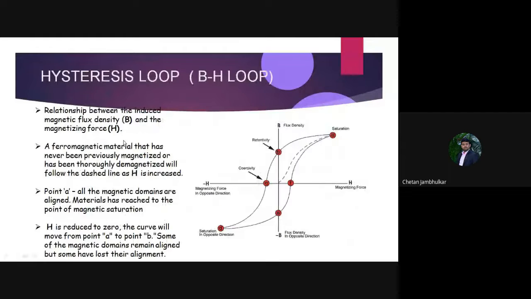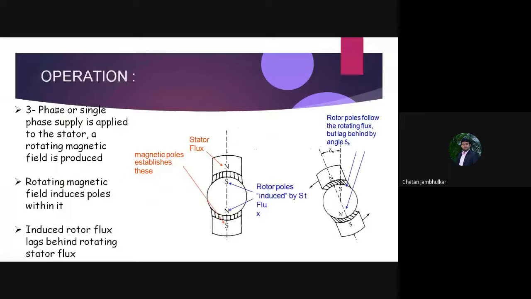In the operation of the hysteresis motor, the three phase or single phase supply is applied to the stator, and a rotating magnetic field is produced. This is the stator flux, and this is the magnetic pole established there. Suppose N and S poles are produced in the stator flux; opposite poles are produced as magnetic poles in the rotor.